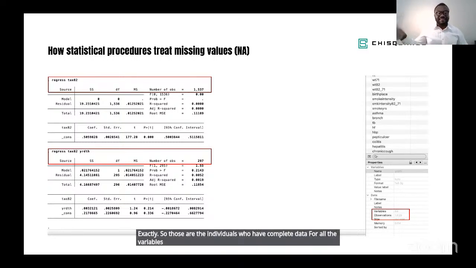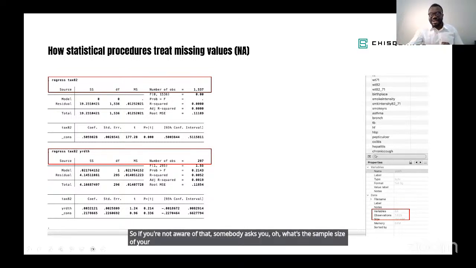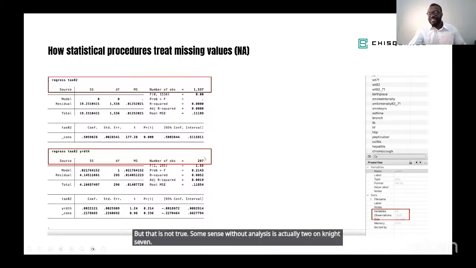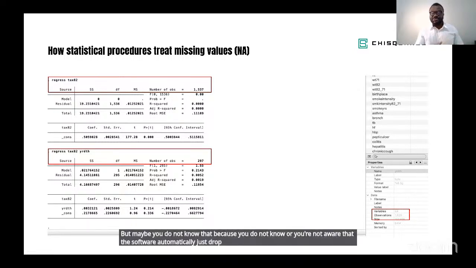If we added another variable, the sample size might drop from 297 to maybe 150, right? And so it's individuals who have data for all of those variables. So if you're not aware of that, and somebody asks you, what's the sample size for analysis? Well, you might report that your sample size is 1,600, but that is not true. The sample size for that analysis is actually 297, right? But maybe you did not know that the software automatically drops values for individuals who have missing data.